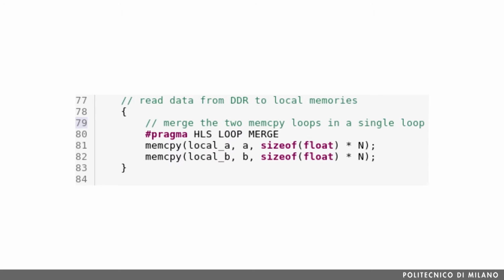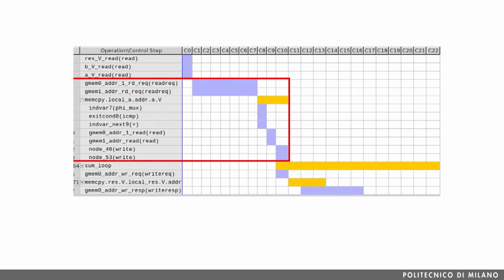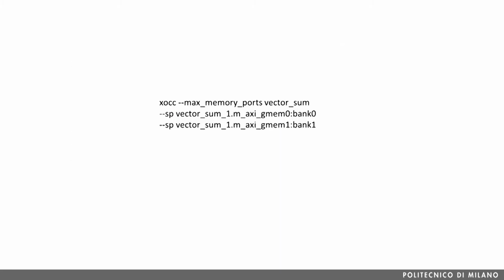By looking at the performance report of Vivado HLS, we can now notice that the two memcpy loops were collapsed into a single loop, taking the same amount of iterations. And if we look at the schedule, we can see that the read operations on gmem0 and gmem1 are actually performed in parallel.